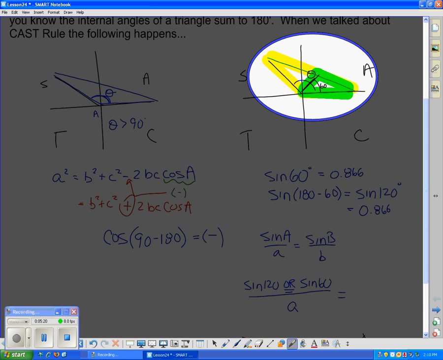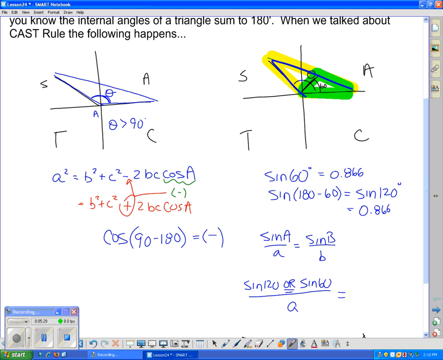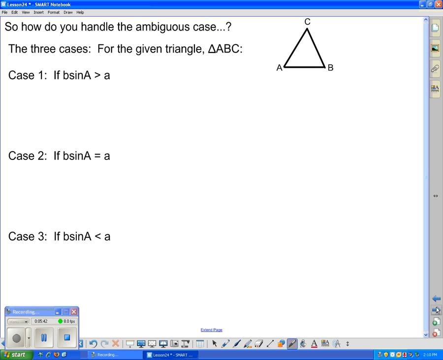Ambiguous means that there's two ways to interpret the information. It's flawed in the sense that it could be the bigger triangle or it could be the smaller triangle. So that's what the focus is dealing with: sine law when angles are greater than, or situations where this occurs. All right? So that's what the note's focusing on.